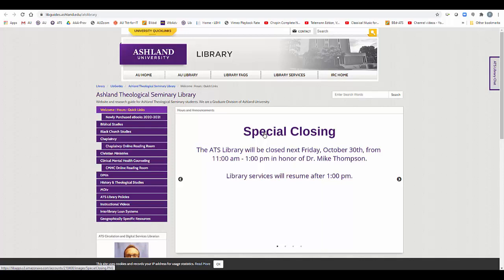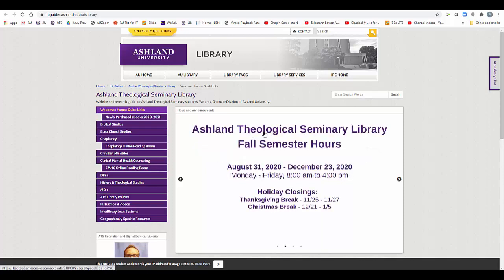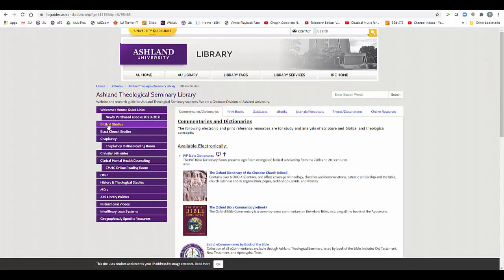You can access this also through the university library page, but you'll want to eventually make your way to the seminary library because they make several of these items much more easily accessible. In the tabs on the left, let's go to Biblical Studies. Keep in mind we're looking for commentaries. This page gives us commentaries right across the top.